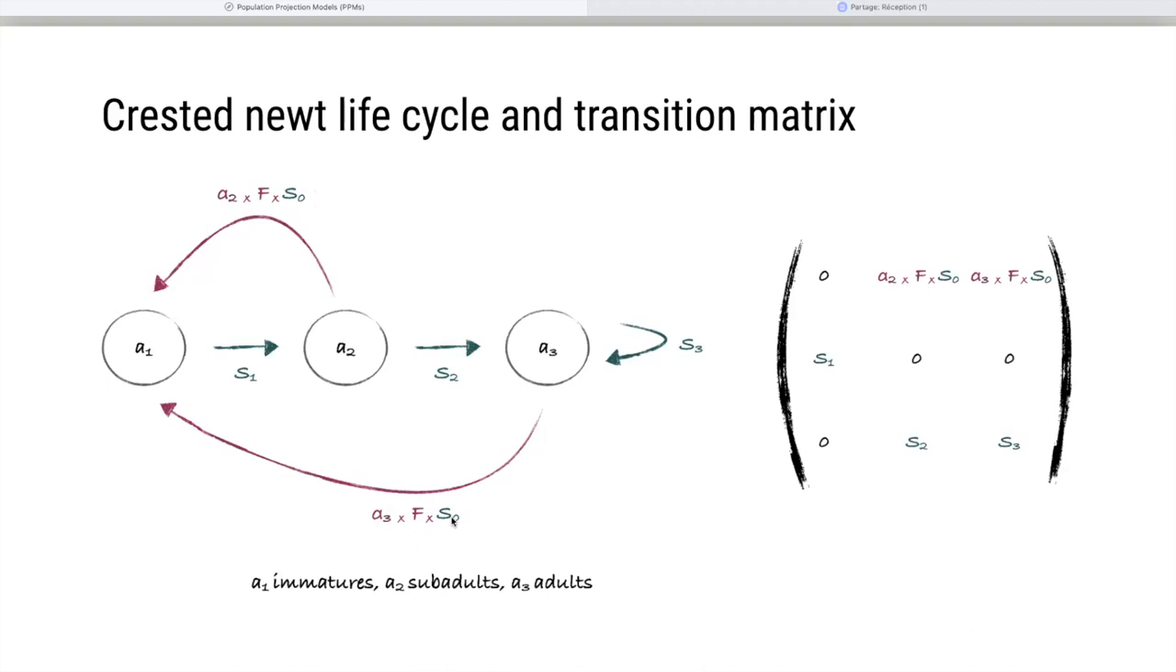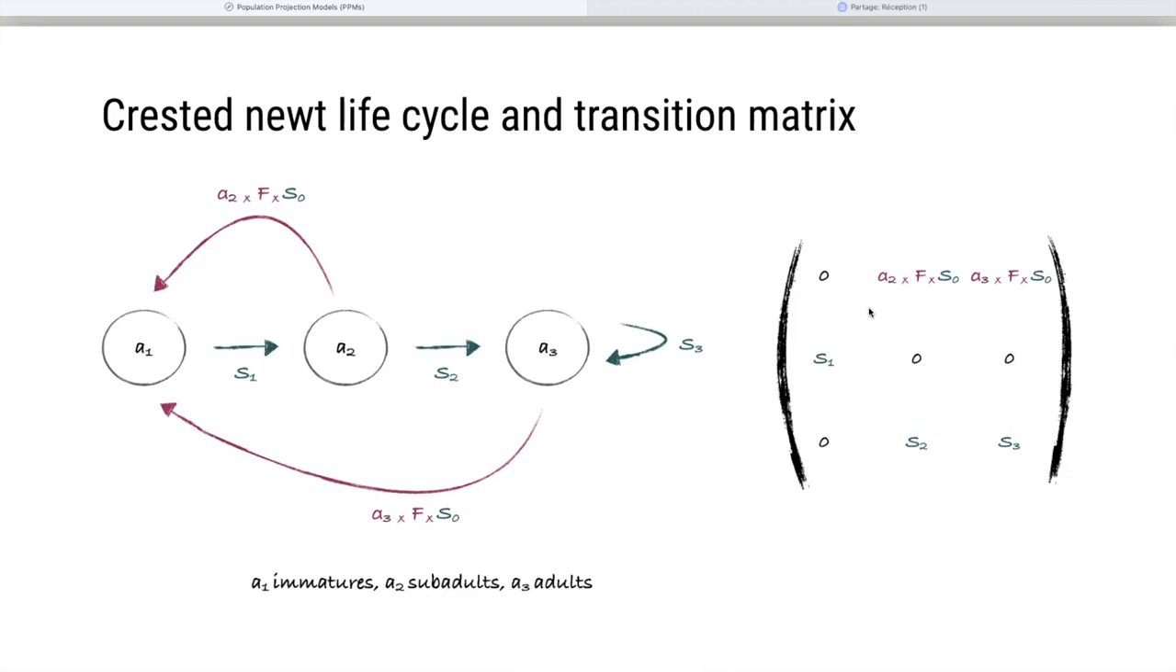This is also a one sex model, so it's just female individuals. So the fecundity parameter here corresponds to the number of female offspring produced by a female. In the case of the crested newt, the sex ratio was balanced, so I think you just divide the total number of offspring by two. So we can write the Leslie matrix this way.